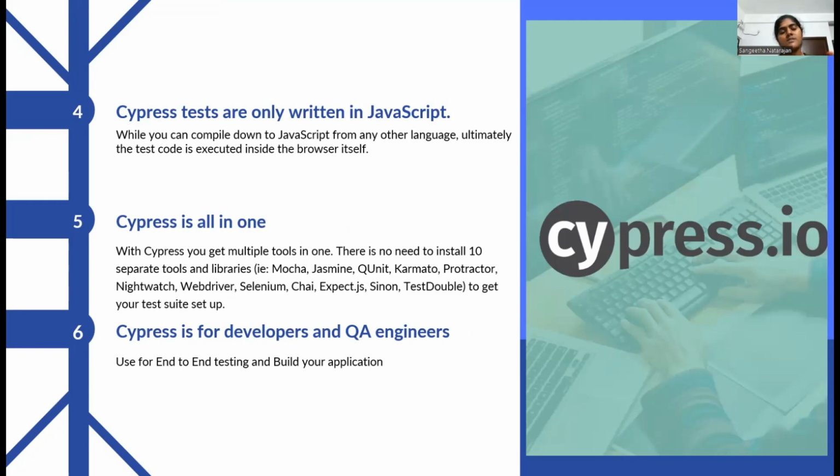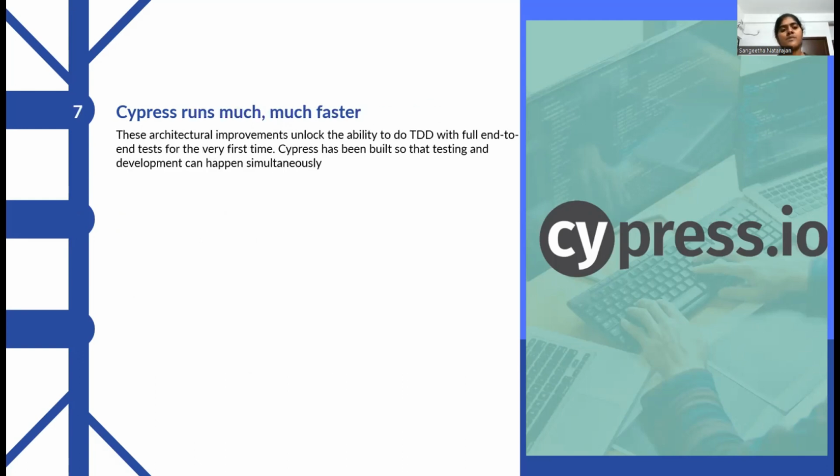This Cypress is useful for developers as well as QA engineers. But Selenium is only useful for testers, whereas Cypress is not like that. We can easily interact with developers as well as QA engineers. In that case, what they are building and what we are testing end-to-end will match, and it is easy to complete the end-to-end testing process. And finally, Cypress runs much faster compared to all of them.